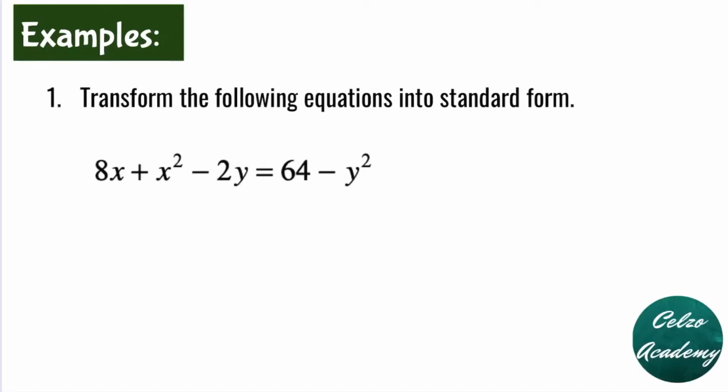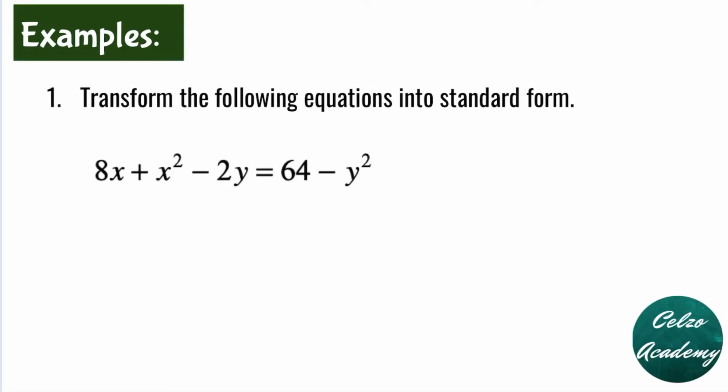Let's begin with question number 1. Transform the following equations into standard form. The first step here is to rearrange the terms and make sure that the variables are on the left side and the constant is on the right side. Also, group together the x's and group together the y's.